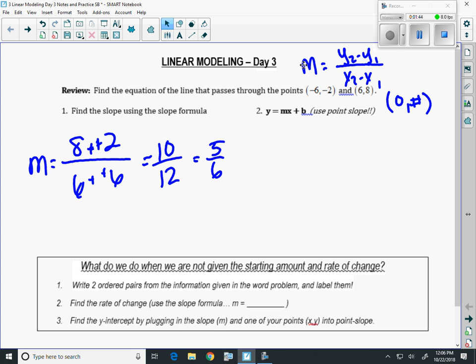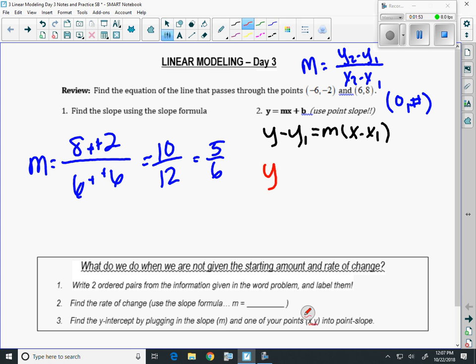Do you guys remember point slope form? y minus y1 equals m. Yes. Okay, so we're going to fill in what we know. We know y1 is negative 2, so that'll turn plus. Remember, when we put it into point slope form, it's the opposite sign. Our slope is 5 over 6, and our x1 is negative 6, so when we put it in, it should be plus 6. Can we also use the other point, 6, 8? Yeah, you could use 6, 8. That's fine, however you want to do it.